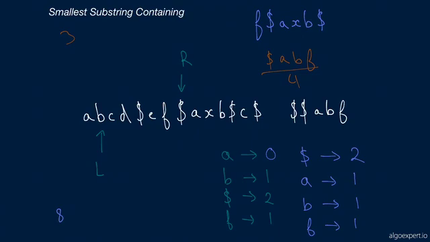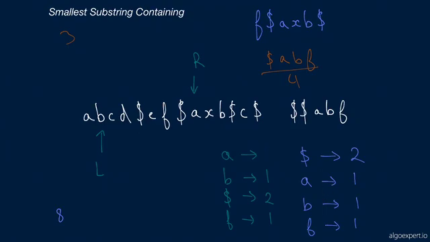Okay, so now the point is, we've moved the L, and we no longer have an A, and we need to move back the R pointer. So we're going to move the R pointer to the right. Now we've got an A. Increment the A because A is in our hash table for the smaller string.